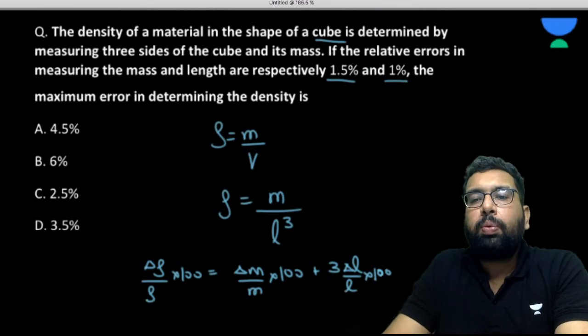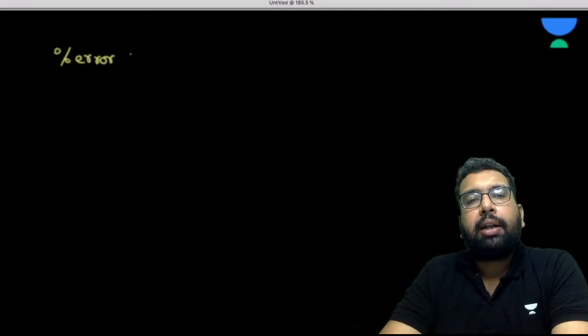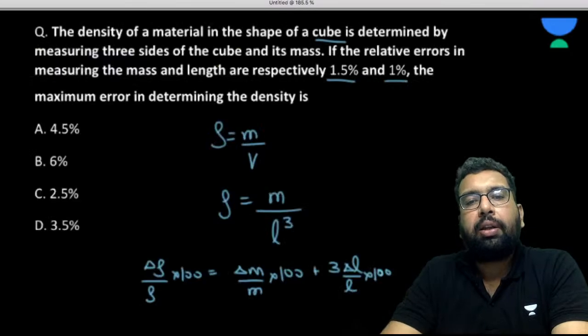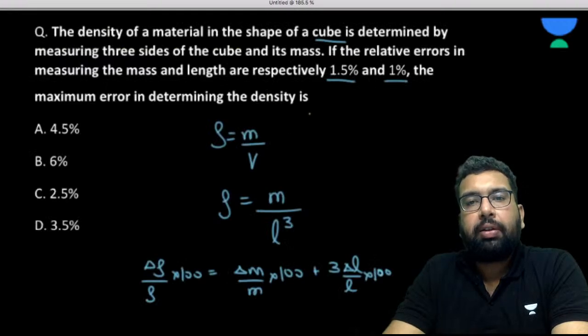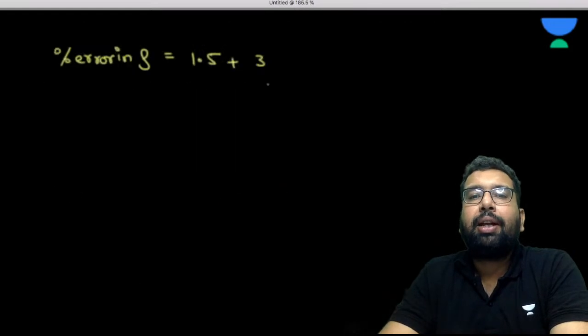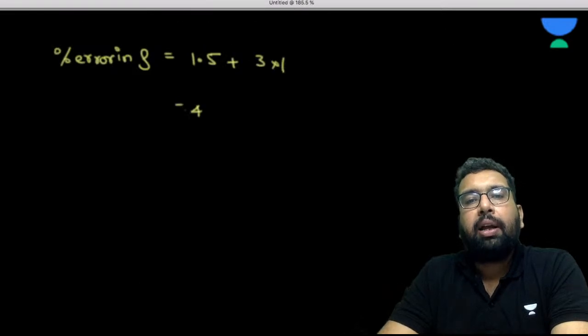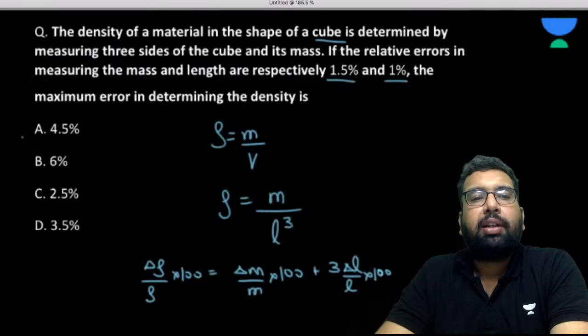So delta rho by rho into 100 is the percentage error in density. Percentage error in density is equal to delta m by m into 100, which is the relative error in measuring the mass, so it is 1.5%, plus 3 times the percentage error in measuring the length, delta L by L, which is 1%. So it will become 4.5%. So what is the answer to this question? The answer is A.